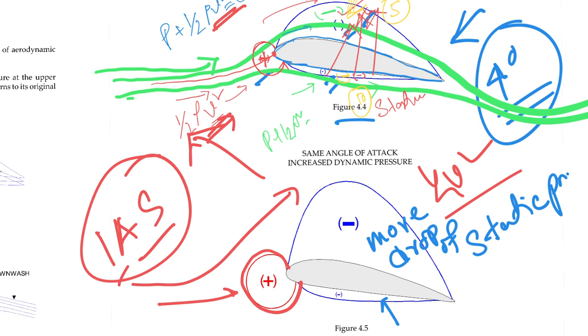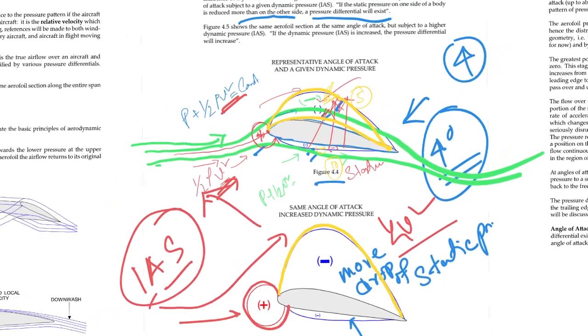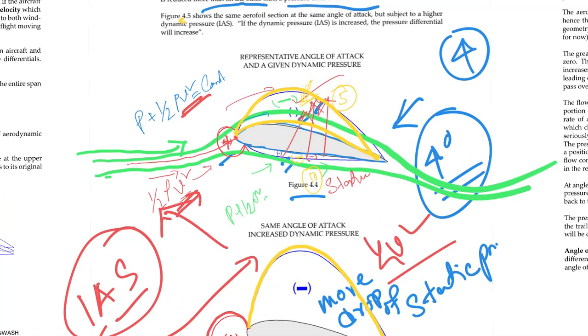So this is why you see this curve. This is not the lift curve, but the low pressure area, this is very high compared to the previous one. So this is the image that wants to explain, let's say figure 4.5. It shows the same aerofoil section at the same angle of attack, but subject to a higher dynamic pressure. That means a higher IAS. If the dynamic pressure IAS is increased, the pressure difference will also increase.